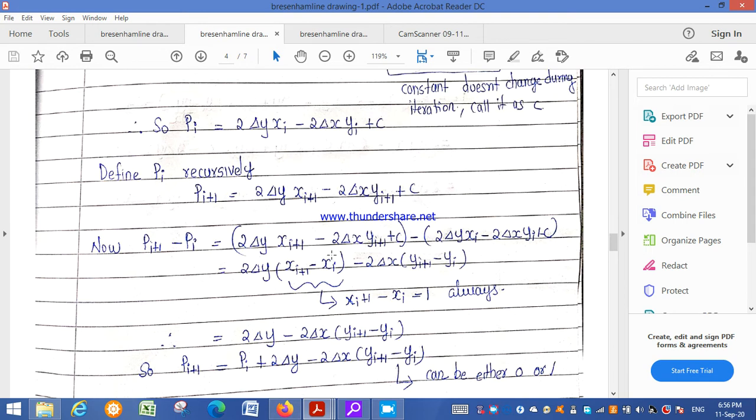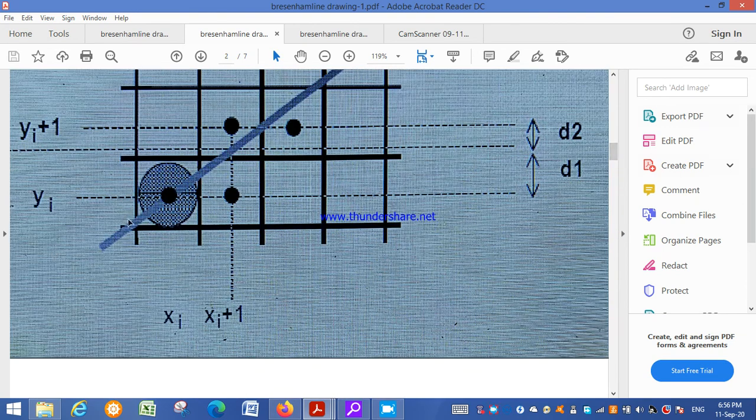Okay, so here we get one value: 1 into 2 delta y becomes 2 delta y minus 2 delta x into yi plus 1 minus yi. Here also we know that the next pixel location can be the current pixel location yi or yi plus 1. Once again I need your attention to this figure. This is the first plotted point xi, yi. The next pixel location can be xi plus 1, yi or xi plus 1, yi plus 1.